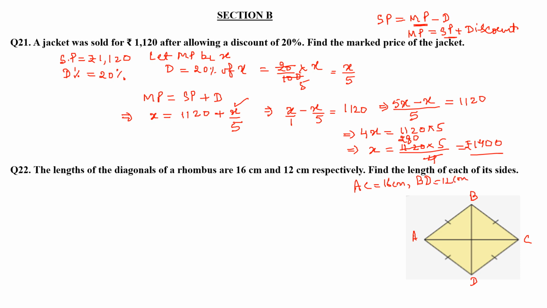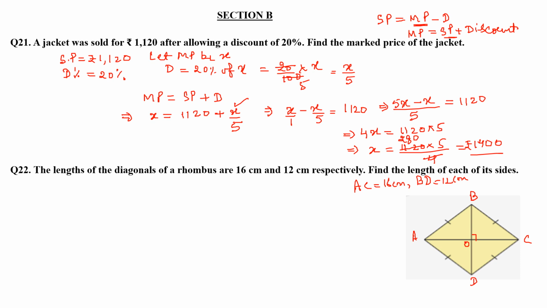And we know that the property of a rhombus is that the diagonals of a rhombus are perpendicular bisectors. Perpendicular means at the intersection point they form an angle of 90 degrees, and bisector means both the diagonals are divided into two equal parts, isn't it? This intersection point I am going to name as O.